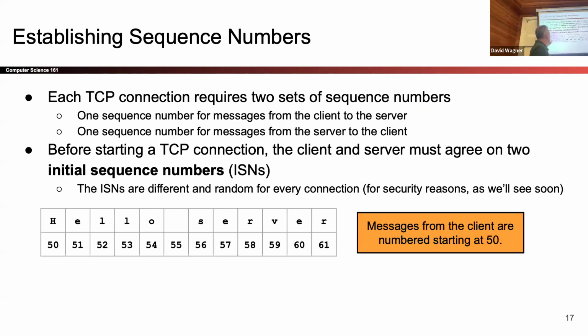Okay, so if the client is sending a message with the bytes hello server, you can think of each byte as being numbered by a sequence number. So the H might be number 50, and then the E would be number 51, and so on. Each byte in this stream implicitly has a sequence number. I'm not saying that they're sent in the packet. That would be crazy. You wouldn't send both the bytes and all those numbers. It'd be enough to send the bytes and the number 50, and then the receiver could figure out the numbers for all the other bytes. No reason to waste space. But implicitly, every byte has a sequence number.